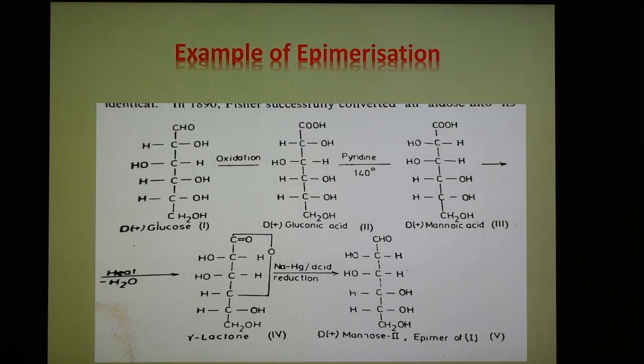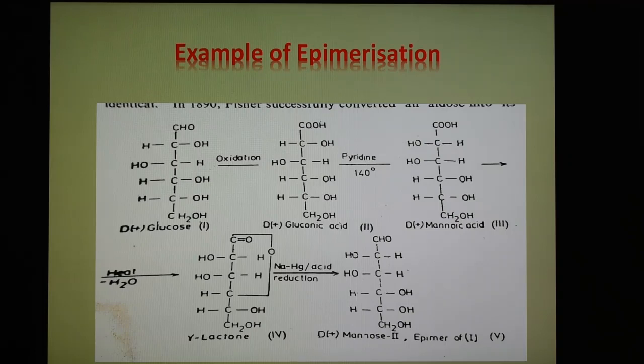It is shown in the slide. Fischer showed the method to convert an aldose: it is first oxidized to aldonic acid, and aldonic acid on heating forms gamma lactone by the loss of a water molecule. Therefore, aldonic acid is first heated in the presence of pyridine, which prevents the formation of lactone and converts the aldonic acid into its epimeric acid.